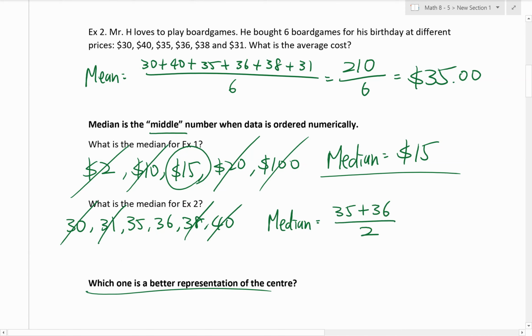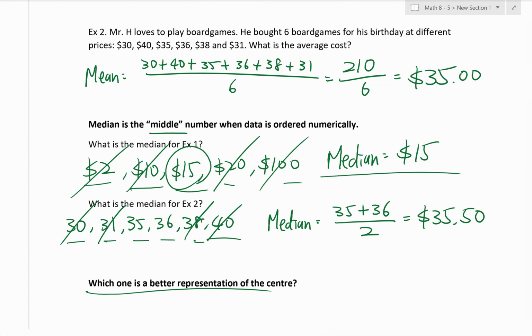So again, when you have an even number of data points, you can see there's 1, 2, 3, 4, 5, 6. There are 6 of them, and therefore there won't be one middle number in the list. So what you do is you take the average of the middle two. If you have an odd number of data points like this, 1, 2, 3, 4, 5, then you are guaranteed to get a middle number, and that middle number will be the median.